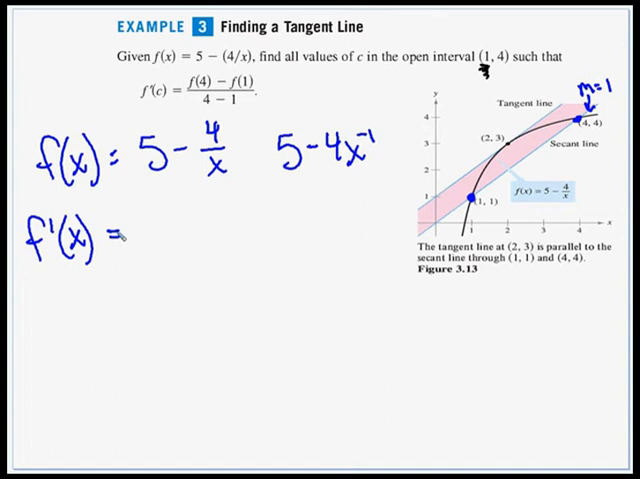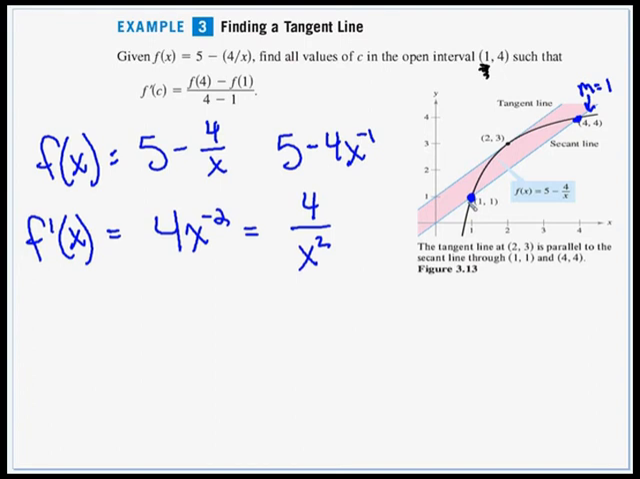So now when I take the derivative, this constant is nothing. Taking the derivative of negative 4x to the negative first power, I'm going to get 4x to the negative 2 power. And to get rid of that negative exponent, I just move it to the denominator, 4 over x squared. Now, again, in a Rolle's theorem problem, we'd take this derivative, set it equal to 0, because our tangent line would be horizontal and therefore parallel to the secant line between the endpoints.